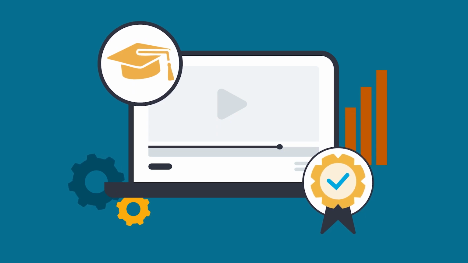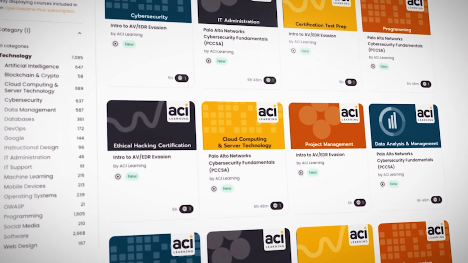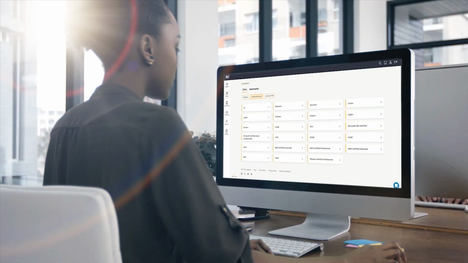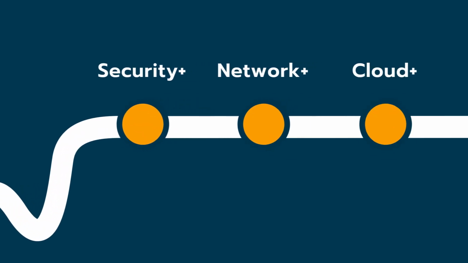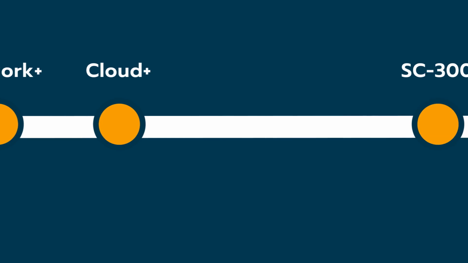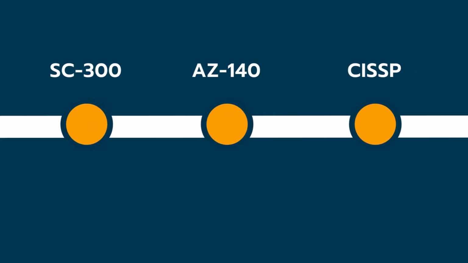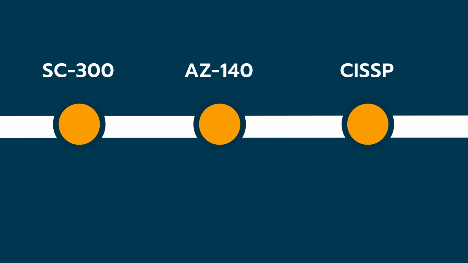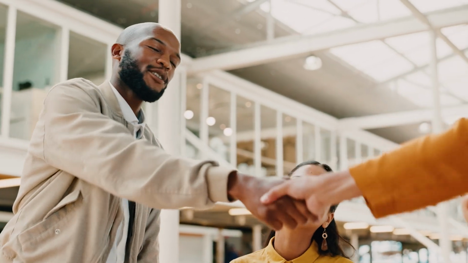Certifications matter. That's why ACI Learning offers a full catalog of prep courses designed to do more than help your team pass the exam. They build the kind of real-world expertise that moves careers and businesses forward. From foundational certs like CompTIA Security+, Network+, and Cloud+, to advanced credentials like SC-300, AZ-140, and the globally respected CISSP, our certification path builds the kind of cross-functional expertise that moves careers forward.